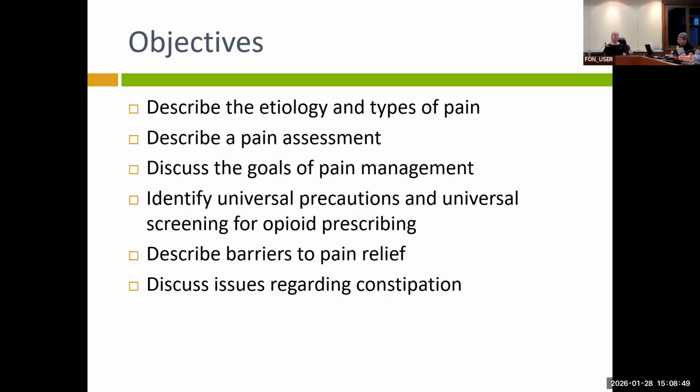And again, this is for opioid screening, so this is coming from the US context. I'll go through that a little more quickly because you don't have to worry about that so much here in Thailand. Then we'll describe the barriers to pain relief and discuss issues regarding constipation. Because when we're talking about pain management, we're usually giving pain medications, and with pain medications come constipation. So you can't talk about one without the other. Not if you're a good nurse, is my argument.